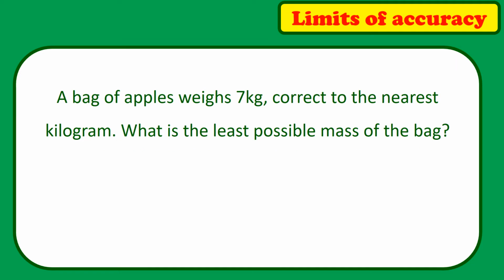So a couple of examples here. If a bag of apples weighs 7 kilograms to the nearest kilogram, what is the least possible mass of the bag? This is similar to the one we looked at before, and it would be 6.5 kilograms, because half of a kilogram is 0.5 kilograms. We take that off the 7 and we're left with 6.5 kilograms that would round up to 7 to the nearest kilogram.